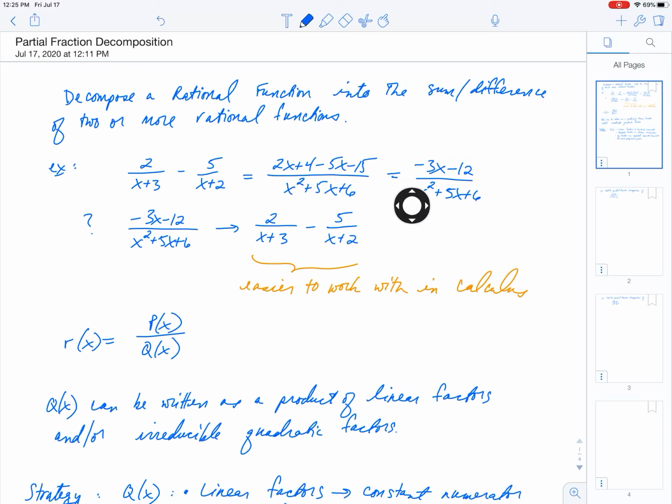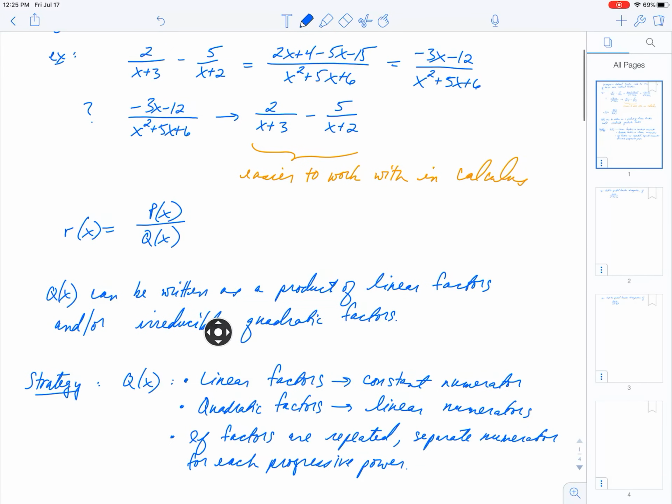That is, start with this and decompose it into that. So starting with this, ending up with that. And the reason we want to do that is because this expression is going to be easier to work with than this in calculus. We're starting with a rational function, and a rational function, recall, is the quotient of two polynomials. We're calling it rational function r. So it's the quotient of polynomials p and q.